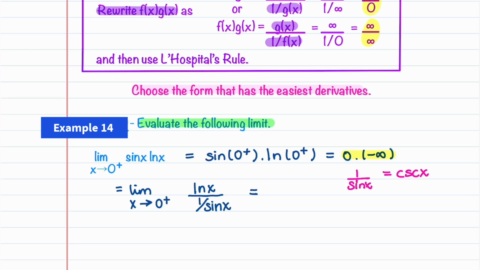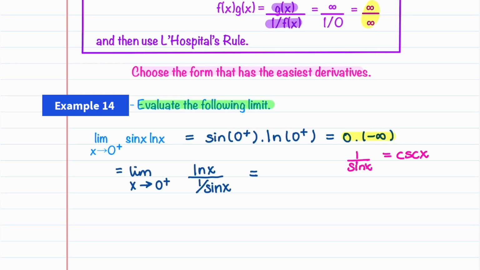Let's see what this gives us when we let x go to 0 from the right. This is natural log 0 from the right, all over 1 over sine 0 from the right, and this is minus infinity divided by 1 over 0, so we get minus infinity over infinity. And that is the indeterminate form that tells us that we can apply L'Hopital's rule. So that's what we're going to do. I'm going to put an LH over here so that we know we're using L'Hopital's rule.